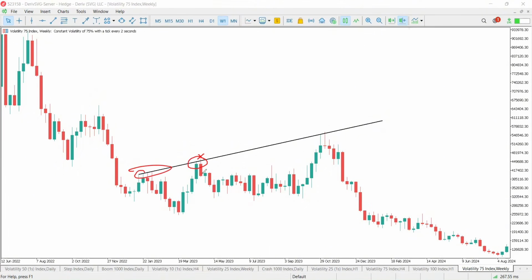Okay, so we have our first touch point. We have our second touch point. For the first touch point, make sure it's the highest or the lowest. Here, since it is a resistance, we're using the highest. If it was a support, we'd be using the lowest. Okay, so we're using the highest.